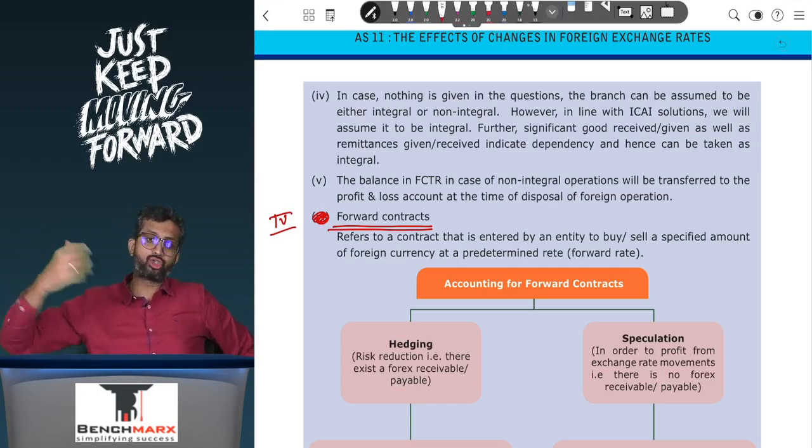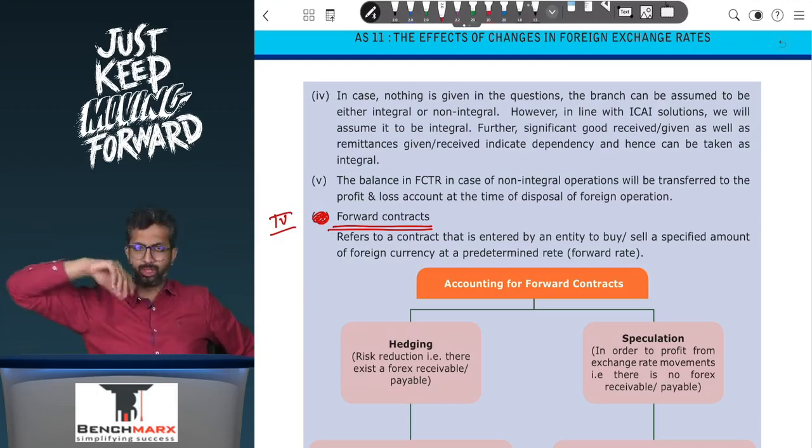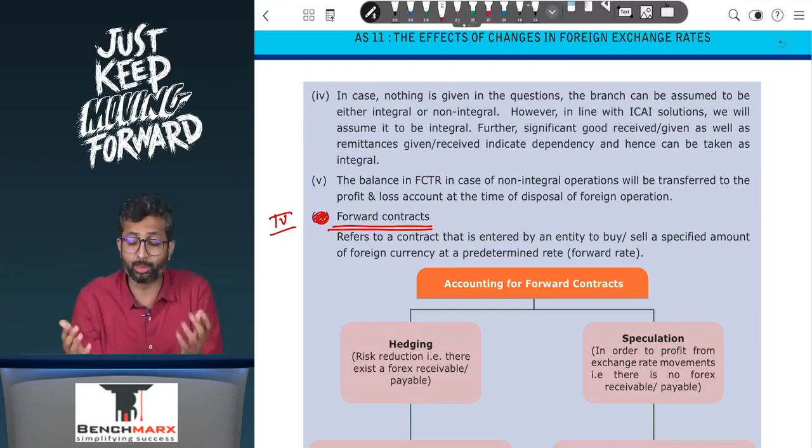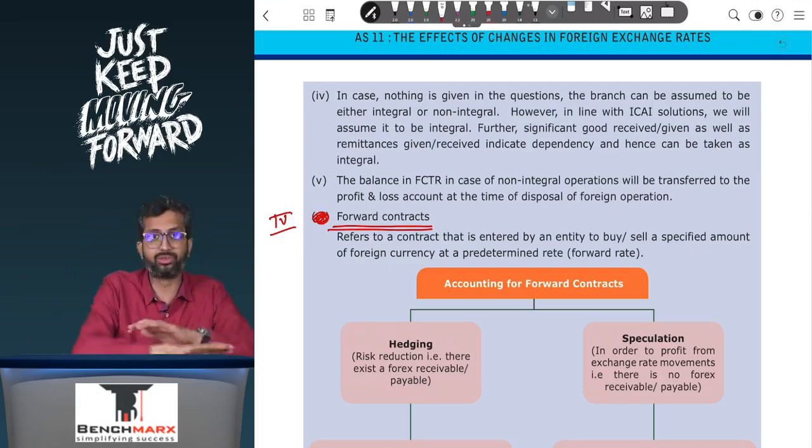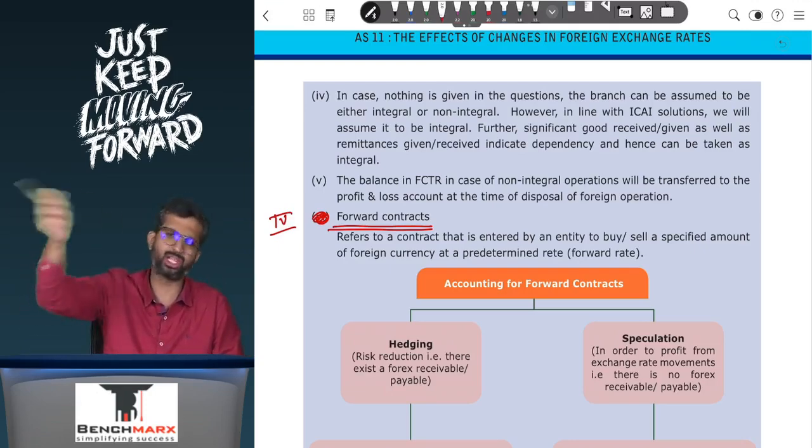Let us say you have purchased goods today and the credit period is 4 months, or if you have sold goods today and credit period is 4 months. Now you are a very risk averse person. You are worried about what will be the position after 4 months, and hence in such a case what you can possibly do is go to the bank and say that I need the dollars not today but after 4 months. Bank says then you have to come after 4 months.